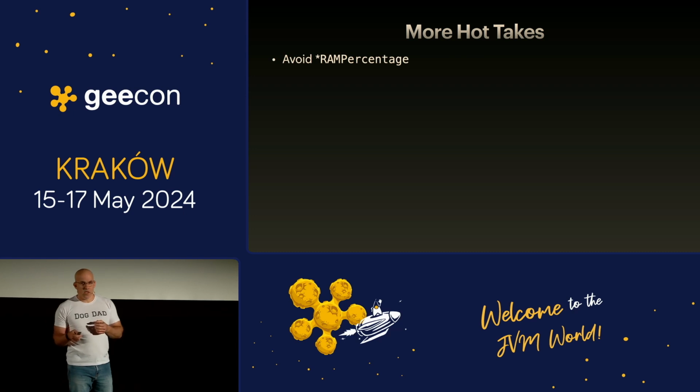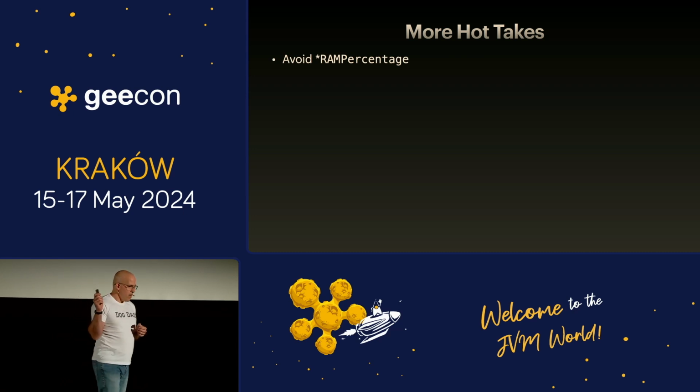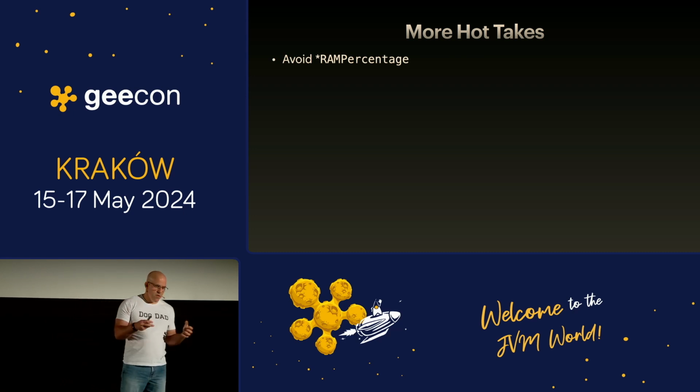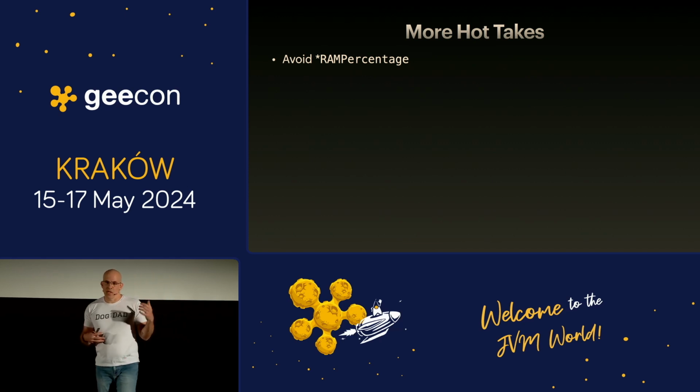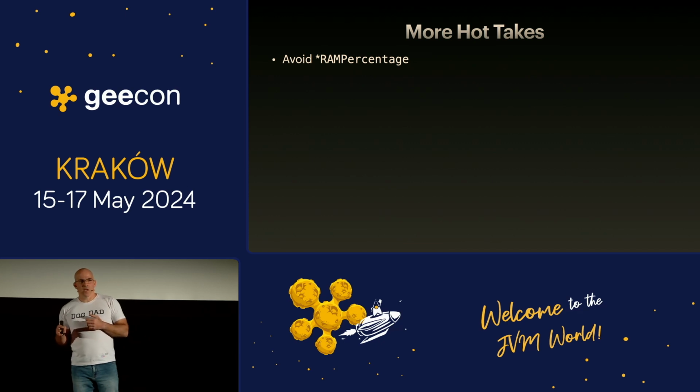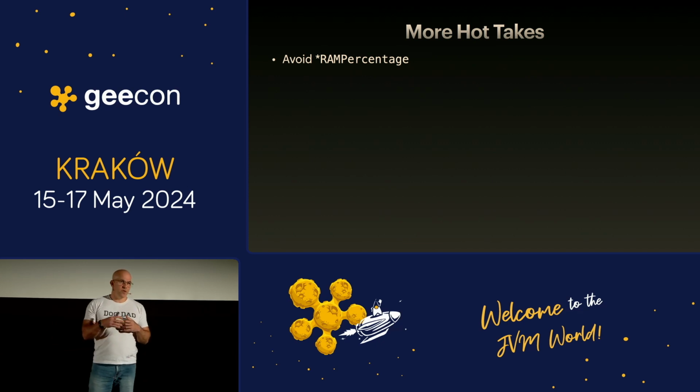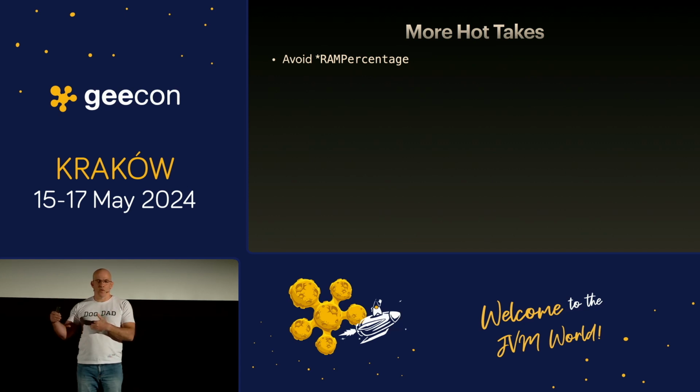There's more hot takes. The RAM percentage thing was sold as, oh, you'll deploy in all sorts of environments and you'll just say, I want to use 50% of the memory and that's going to be great. No, it doesn't actually work that well. I suggest you just script the sizing of your JVM to match your deployments. Probably have several categories of containers you deploy and make sure you fit well there.